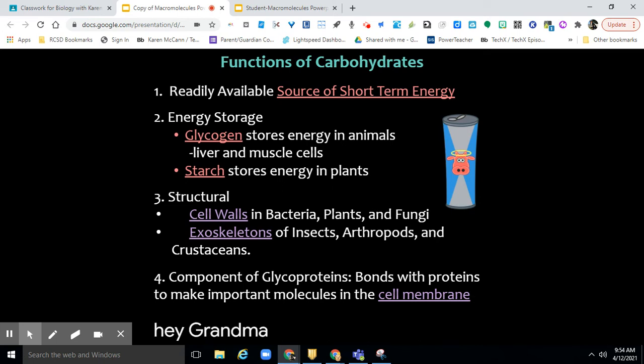Okay. Four, components of glycoproteins. Glycoproteins are found in the cell membrane. Basically, it is a macromolecule that is made up of both proteins and carbohydrates bonded together. They're very important to the function of a cell membrane, which, don't forget, is controlling what goes in the cell and what comes out of the cell.